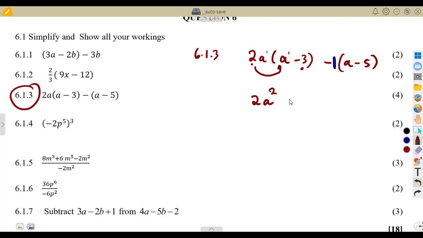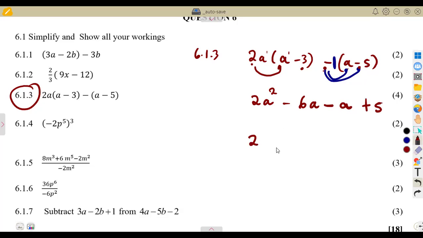2 and minus 3, that is going to be minus 6, but there is a there. So it's minus 6a. You are done with the first bracket. You multiply everything in the first bracket, you are done. The second bracket, you do the same thing. Minus 1 multiplies here. Minus 1 also multiplies a minus 5. So it's minus 1 times a, that's a negative, sorry for that, minus and a positive, that will be a minus a. Then minus 1 and a minus 5, minus, that's a positive. When a minus and a minus meet, they give us a positive at the end. But a minus and a plus, it's a minus.